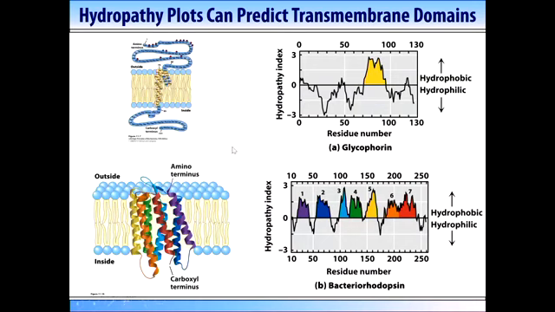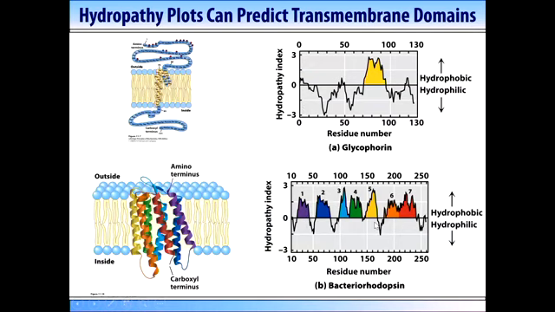One thing to see whether it can be a membrane protein or a water-soluble protein is to run the hydrophobicity plot. It's just a plot where on the x-axis you put the residue number and on the y-axis the hydrophobicity index. So it's basically how hydrophobic the amino acid is.